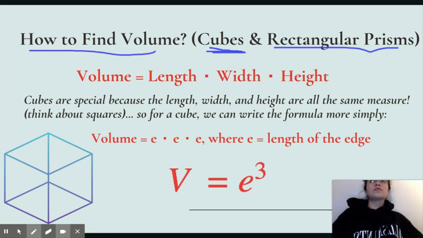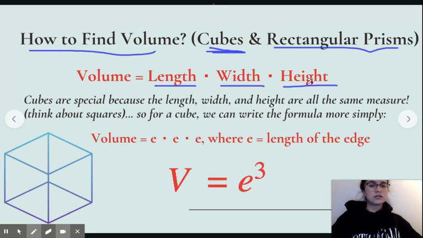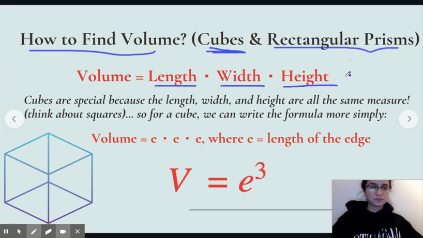So, when we were dealing with area, it was just length times width, right? All we're doing with volume is adding in that third dimension of height. Okay, so this is the formula to find volume in general for cubes and rectangular prisms. Volume is equal to length times width times height. And again, we're dealing with three dimensions here, because volume deals with 3D shapes, okay? So we have a dimension for length, we have a dimension for width, and now we also have a dimension for height, okay?